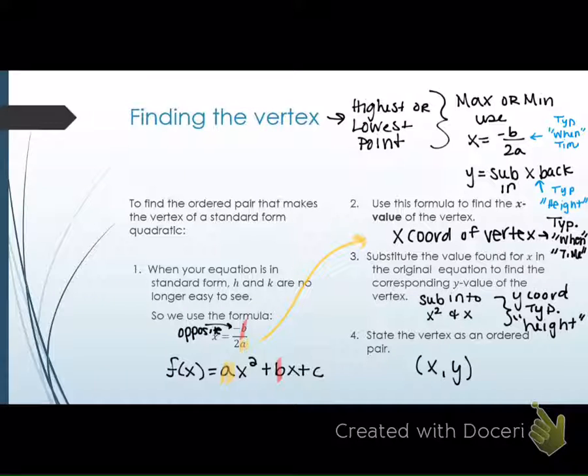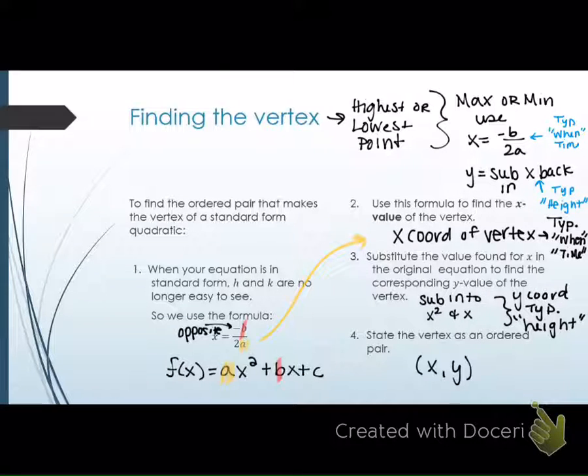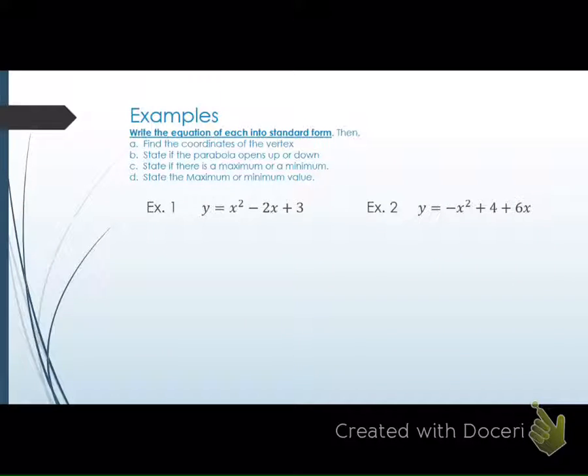Okay, guys. So we are going to move on here. We are going to put to use these steps, which are printed on the next page again, so they're right in front of you. The first thing we are going to do is determine our A, B, and C value like we did on that very first slide. So find the coordinates of the vertex. You're going to state if the parabola opens up or down. You're going to state if it's a maximum or a minimum. And then you're going to state the maximum or minimum value. The maximum or minimum value is the y coordinate of the vertex. So the first thing we need to do is determine what A equals, B equals, and C equals.